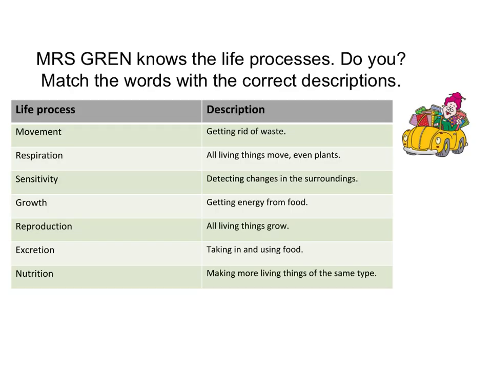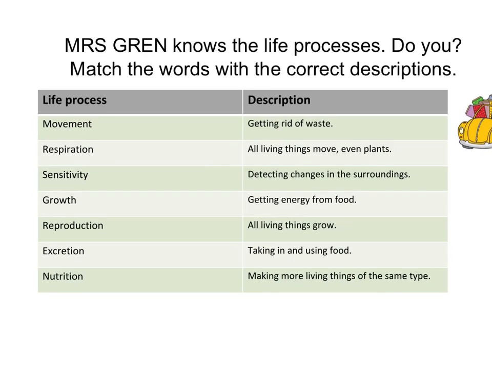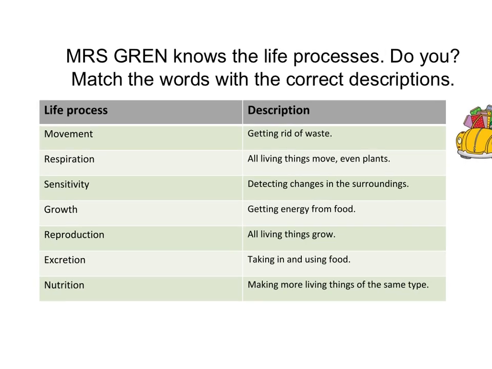So on the one side here, Mrs. Gren knows the life processes. Okay, so that's how we remember what the life processes are. We say Mrs. Gren. So M stands for movement, R stands for respiration, S stands for sensitivity, G stands for growth, R stands for reproduction, E stands for excretion, and then N stands for nutrition.